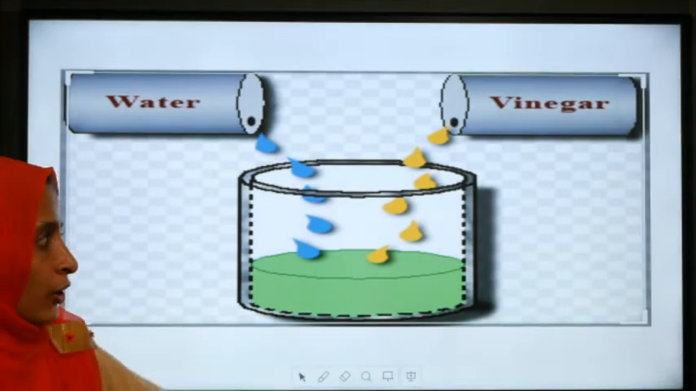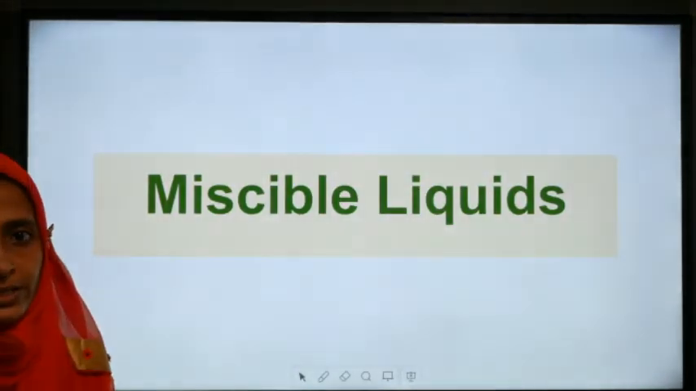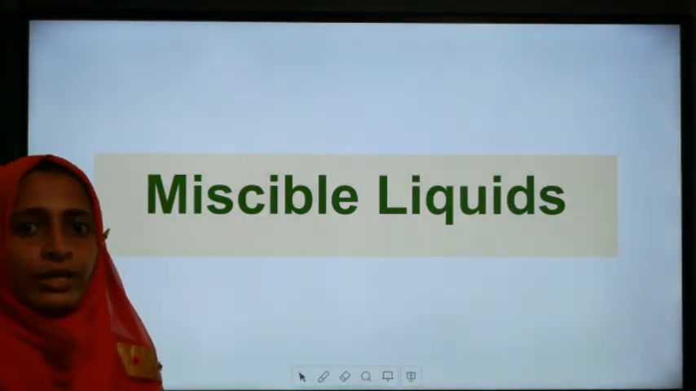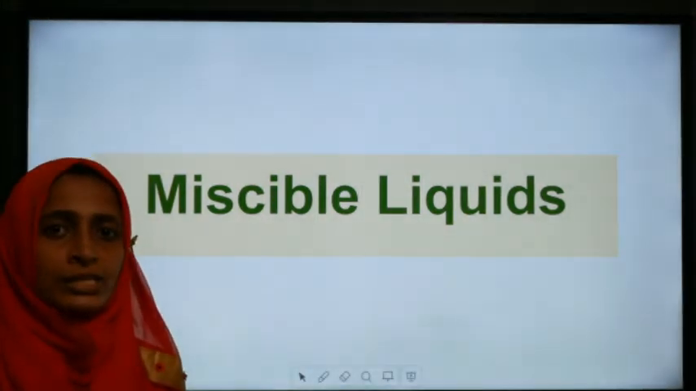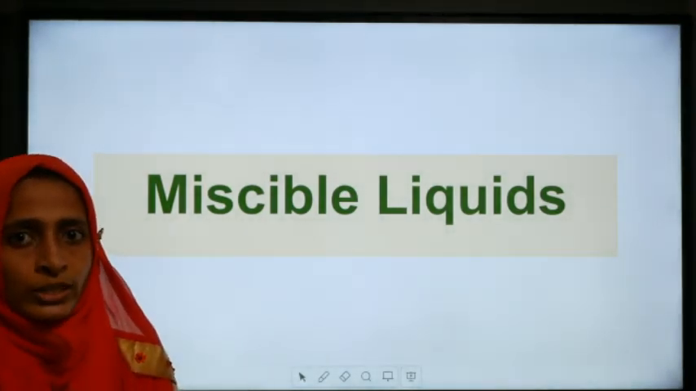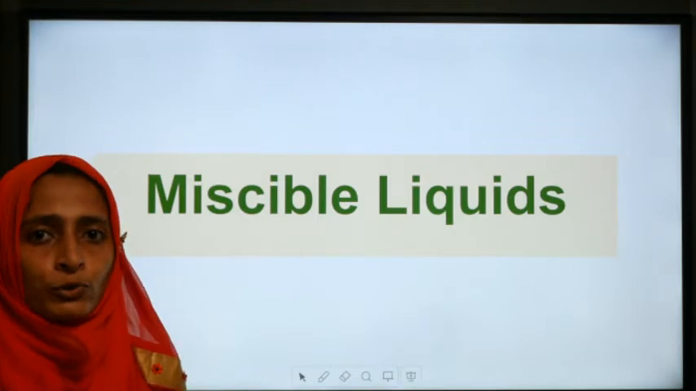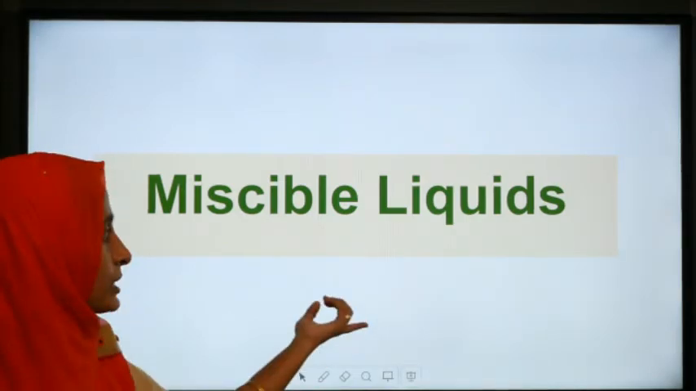Such substances are called miscible liquids. So they form miscible liquids. Water and vinegar form miscible liquids. That is, when 2 liquids are mixed with each other and they mix and do not form 2 different layers, they are called miscible liquids.